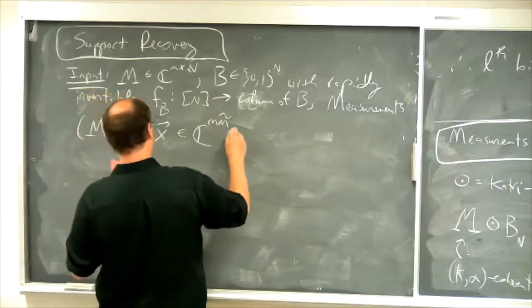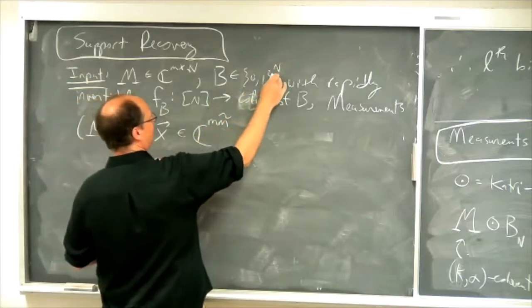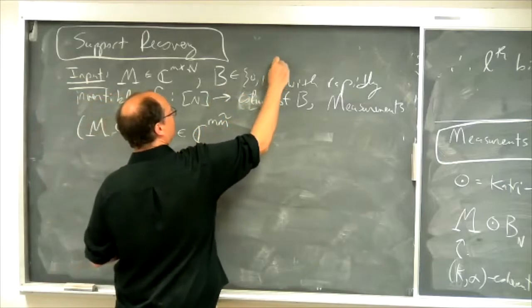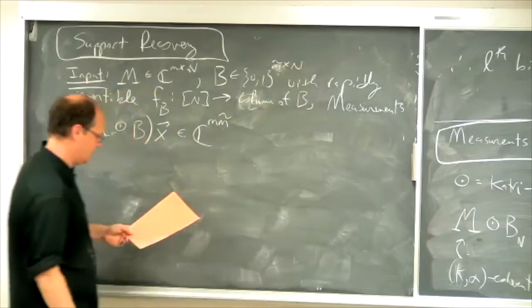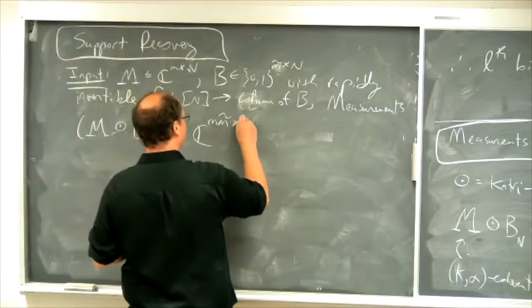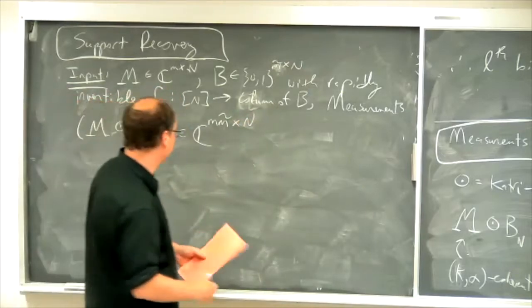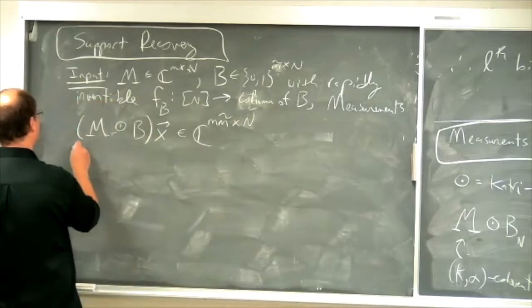So there will be M tilde, let's say, entries of this guy. So I should put that up here. M entries of this guy, so that all works out, right? By a matrix measuring X. Okay, that's good. So that's our input.